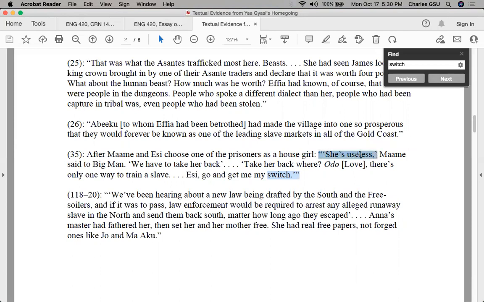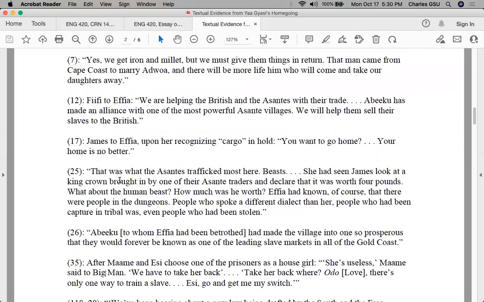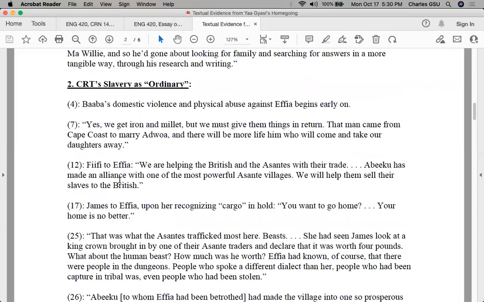"She's useless," Maame said to Big Man. "We have to take her back." "Take her back to where? Odo, or meaning love, like my love or beloved. There's only one way to train a slave. Essie, go and get my switch." Right. And this is really a memory at the time. So it's really not like Maame is on the scene as a character. But I just wanted to point that out. It's there, that cycle of domestic violence.